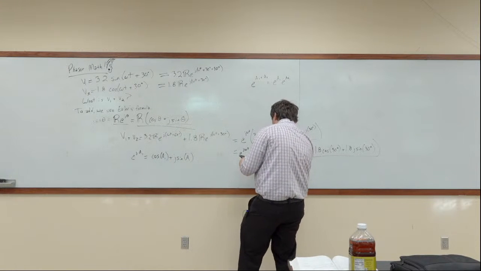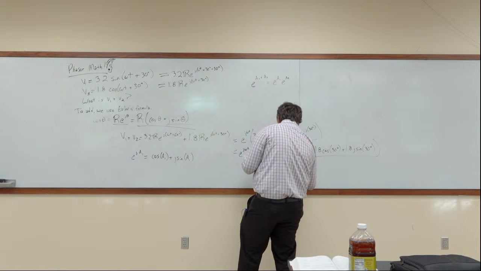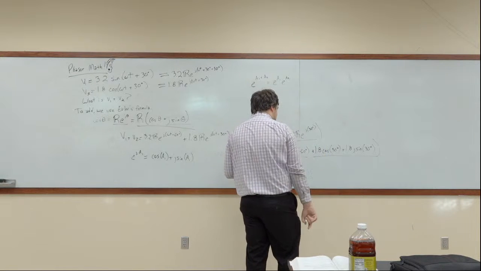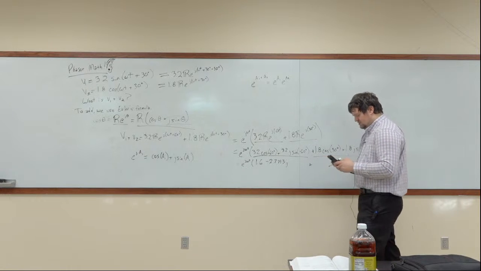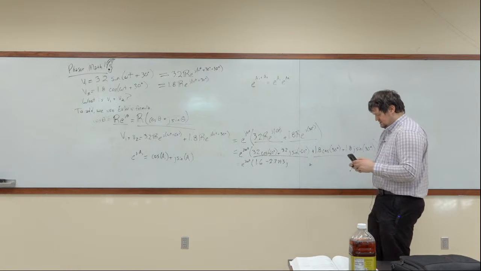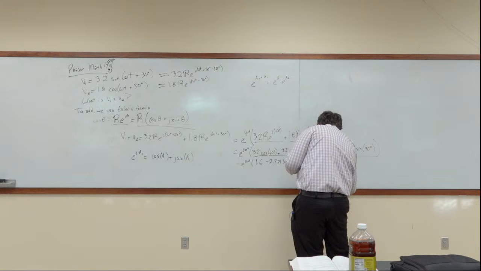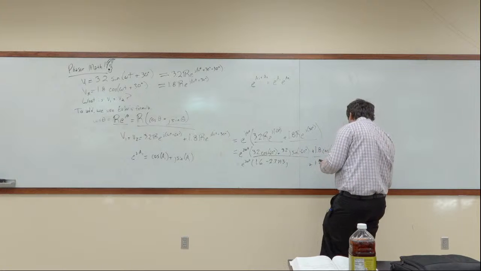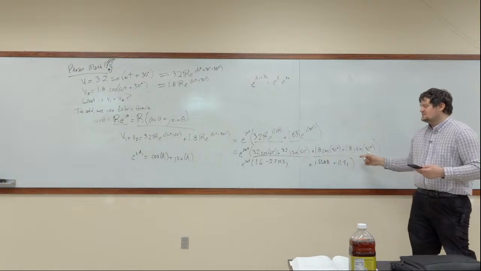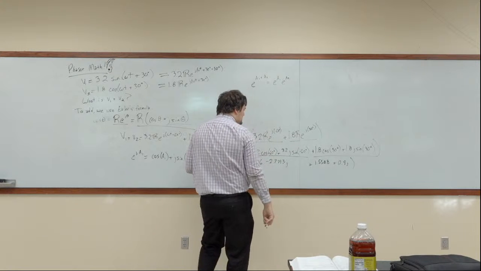So this becomes 1.6 minus 2.7713j. That's this piece here. Plus, and then you have a 1.8 cosine 30 degrees, which is 1.5588 plus, and this is going to be a 0.9j. So that's that component. Now what we'll do is we'll add the j's together, and we'll add the non-j's together.